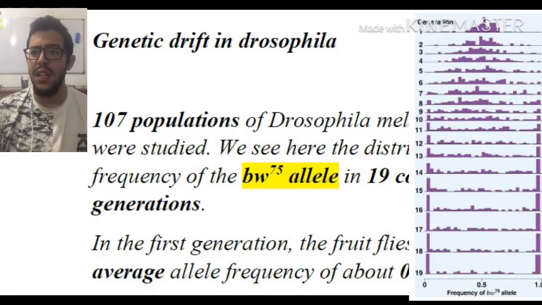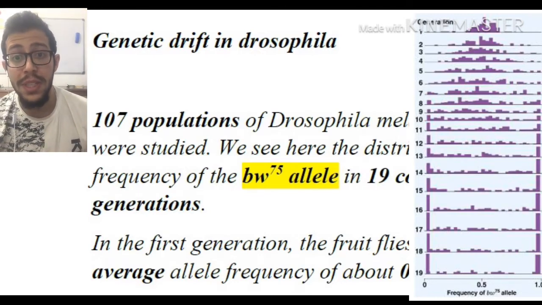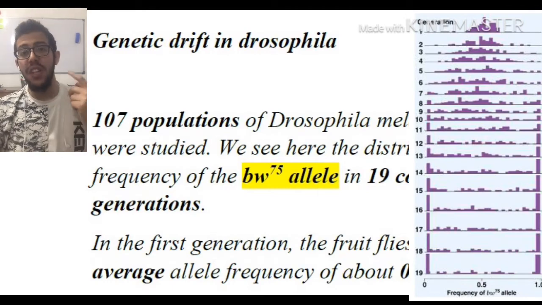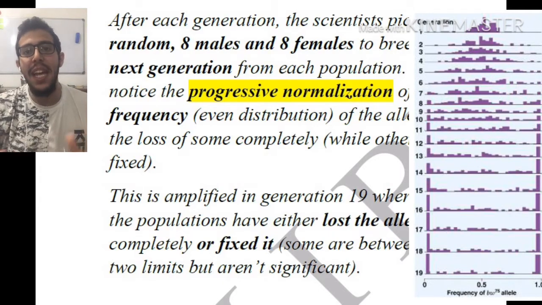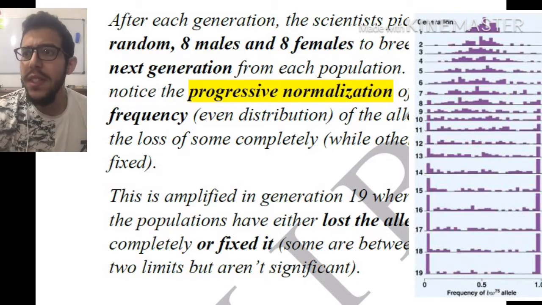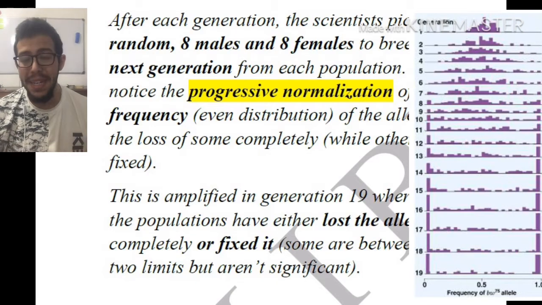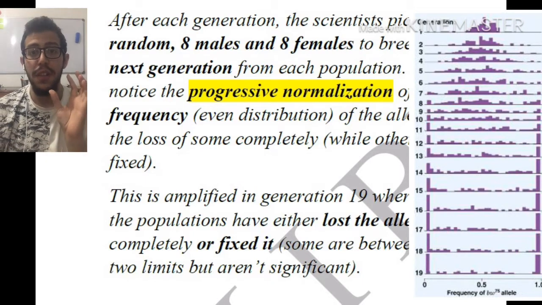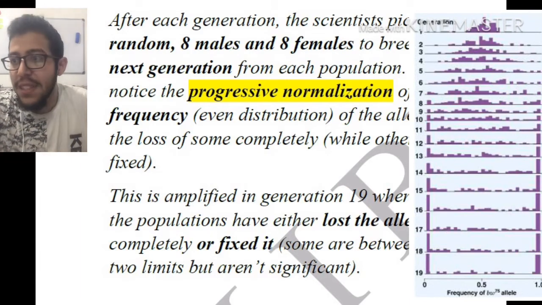Now, in the first generation, what we see is that the fruit flies had an average allele frequency of about 0.5. After each generation, what the scientists did was isolate 5 males and 5 females from each population and then allowed them to breed to make the next generation. What we notice is the progressive normalization of the frequencies, even distribution of the alleles, and the loss of some completely. That means we've got the extinction of some alleles, but for the most part they were getting normalized, that the frequencies were getting stable.